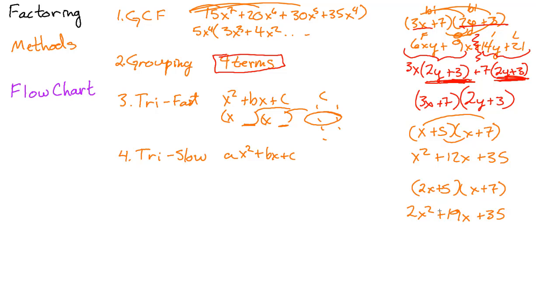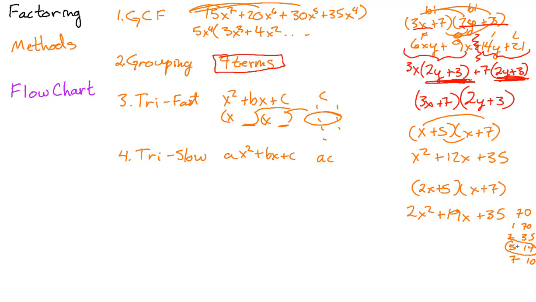So how does it work? Well, this is called the AC method. You take A times C. In this case, you would take 2 times 35, and that gives you the number 70. Now let's write out the factors of 70. That's 1 and 70, 2 and 35, 3, no, 4, no, 5 and 14, and 7 and 10. You write all these out. Do you see any of these that add up to 19? Oh my word, there they are right there.